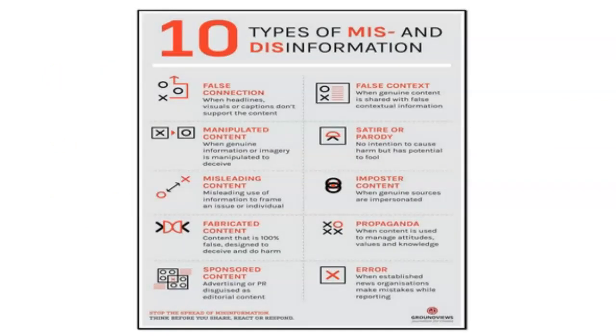So there are several types of misinformation. Here are just 10. So as you can see from this infographic, there are types of misinformation such as false connection, when there's a headline or a caption that actually does not go with an original photo, but people put it together to make it seem as if it's meant to go together.